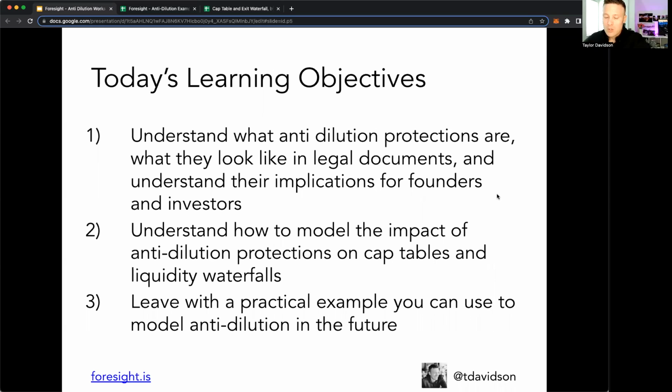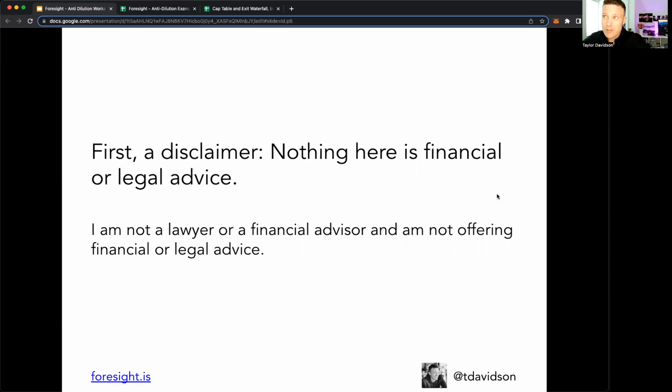So today we have a couple of objectives I want to cover. One, I want to go through what anti-dilution protections are, what they look like in documents and how to handle them. And I want to go through how to model the impact of anti-dilution protections. And then I want to leave you with a practical tool you can use to edit and play with to do your own models and try to understand the topic.